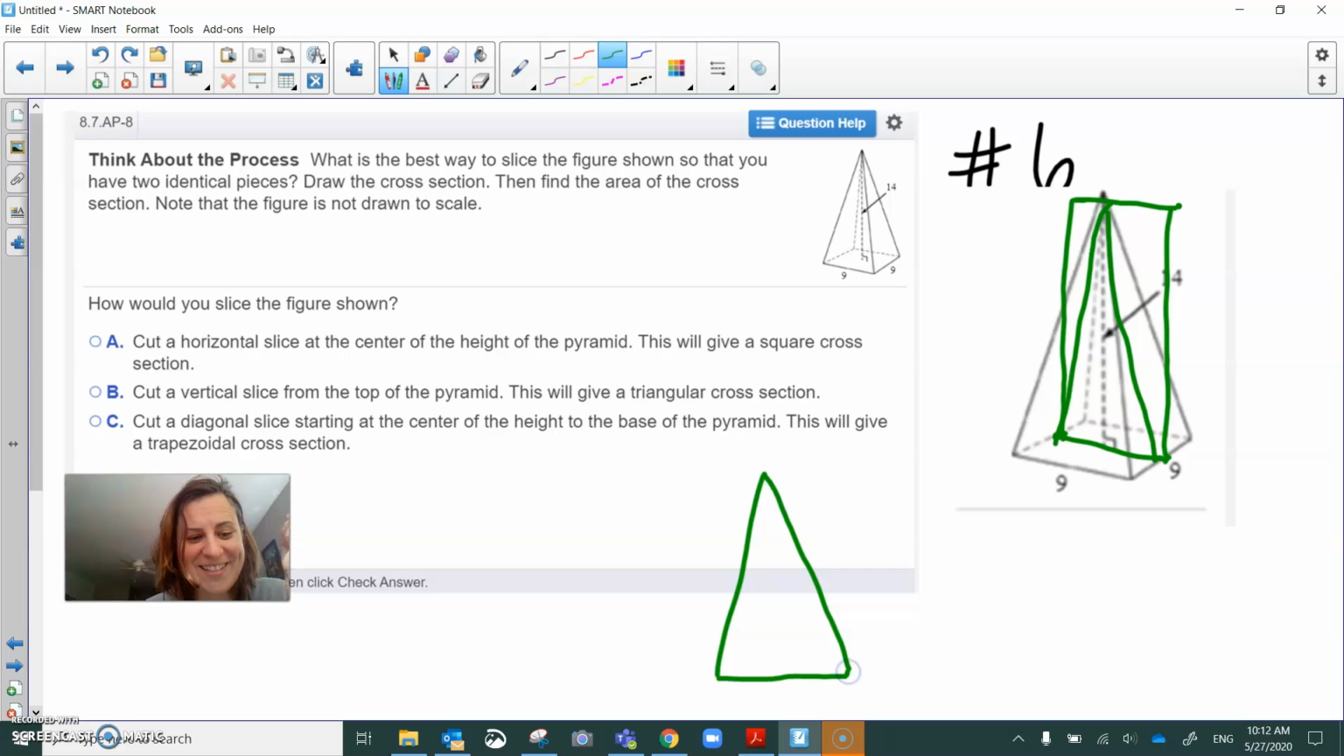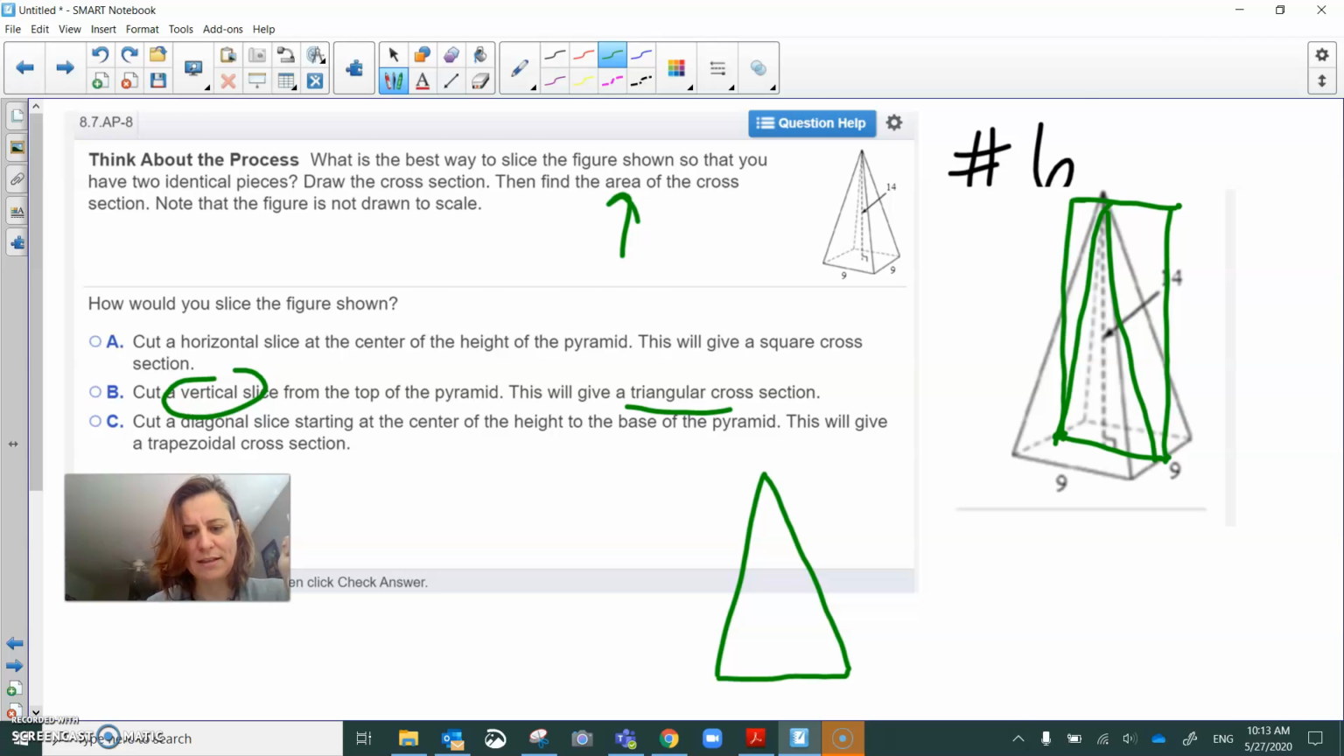I hope. There's a really good chance I'll be redoing this, but let's check. Sometimes I have trouble with visualizing these things, so if you do too, just know you're just like me. So it's going to be a vertical slice from the top of the pyramid, which would give a triangular cross-section. I don't see that they're asking us anywhere to find the area of the cross-section, but let's just make sure that we're right so far.